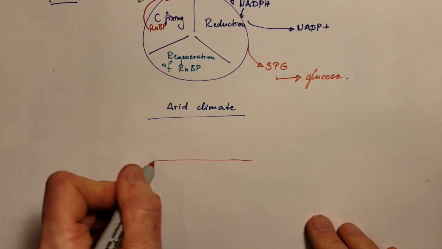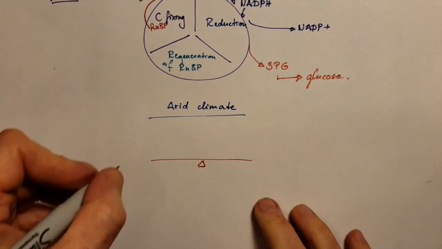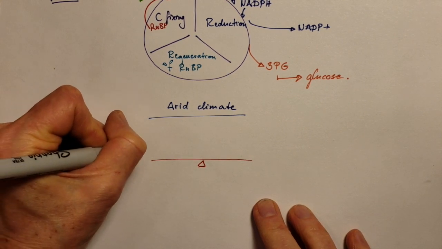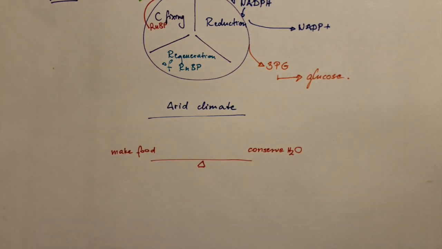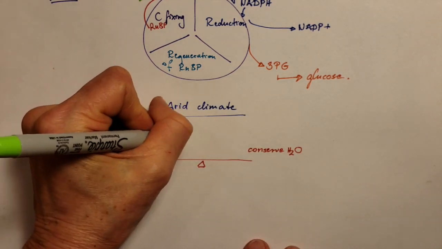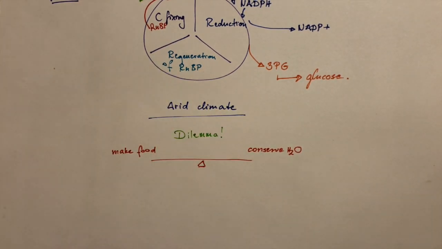In an arid climate, a different topic, the dilemma is huge for the plant. Make food or conserve water, because it's all about the stoma or the stomata. This is the dilemma.